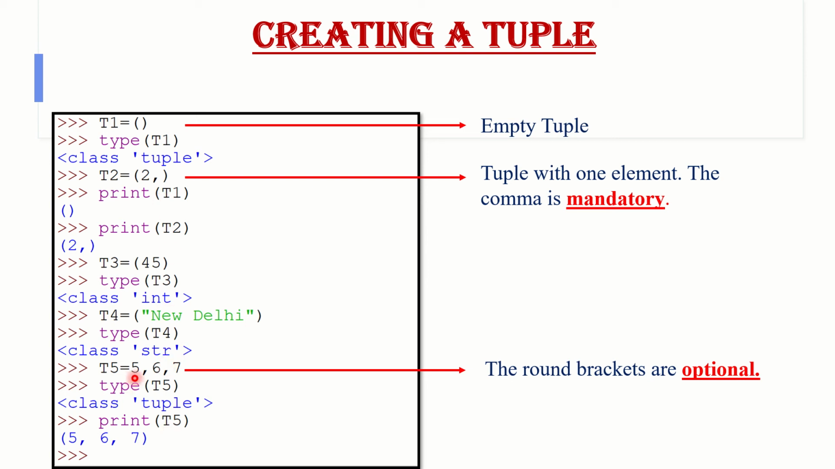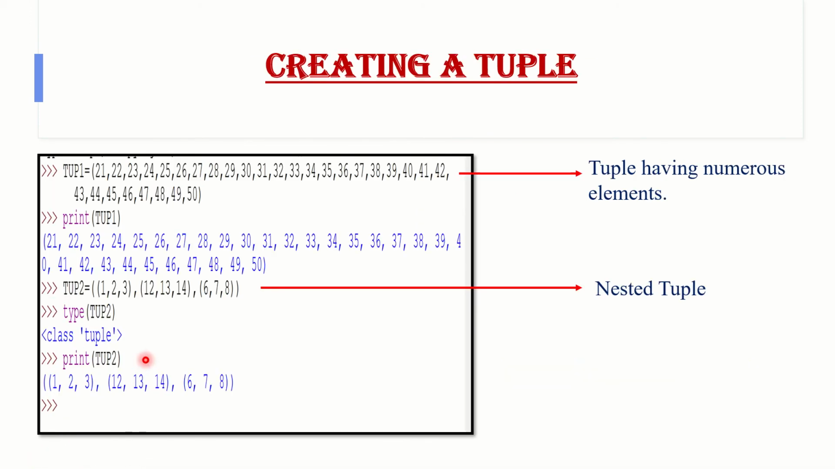Here I have tried to give a tuple without the round brackets. So if you type T5, this will give you a tuple and it has been displayed as a tuple also. So the round brackets are optional, but the comma is mandatory. You can also create a very long tuple. Just keep on giving the elements, and once you reach the end of the line, just press enter and go to the next line and keep giving the elements. So assigning values to a tuple is very easy.